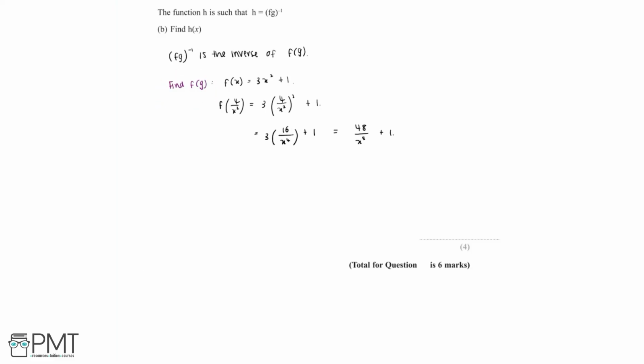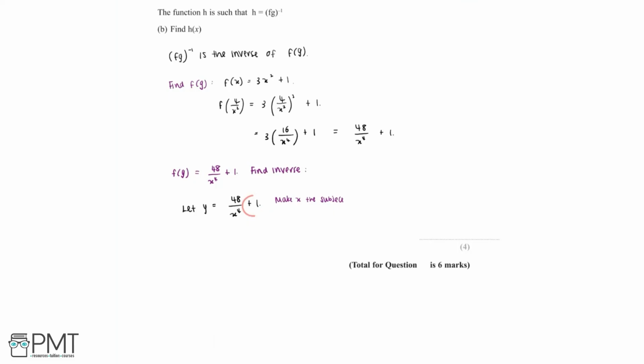We need to find (fg)^-1, which is the inverse of fg. And so we need to find the inverse function of 48 over x to the power of 4 plus 1. And now in order to find the inverse, we're going to let y equal 48 over x to the power of 4 plus 1. And so this method is always the best way to find the inverse of a function. We replace the function with y, and then we need to make x the subject. So we said that y is equal to 48 over x to the power of 4 plus 1, and now we need to make x the subject.